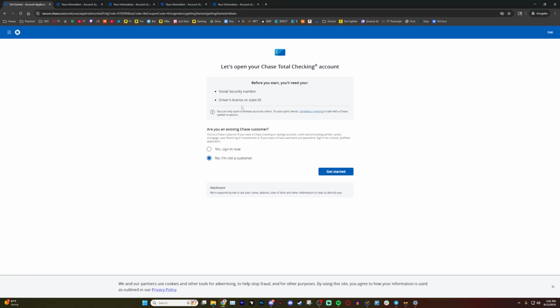So on this page, this is where it tells you straight up, you're going to need these two forms of identification: a social security number, which everyone should have if you're in the US, and a driver's license or state ID. So in my case, I only have my driver's license, which counts as a state ID because I'm from New York. So keep that in mind. Are you an existing customer? So for me, I am, but for this example, I'm guessing you're not.